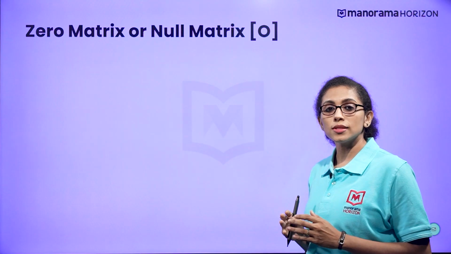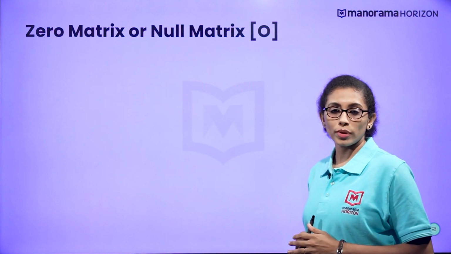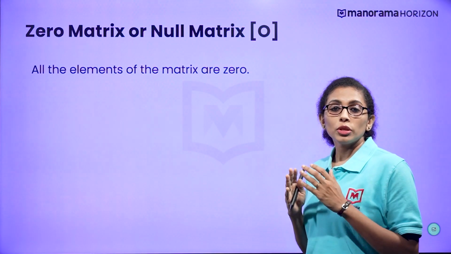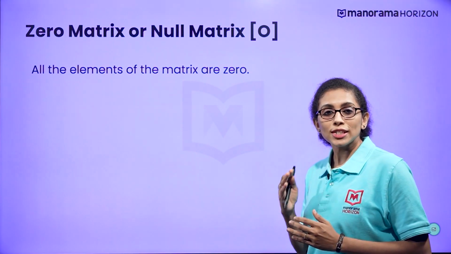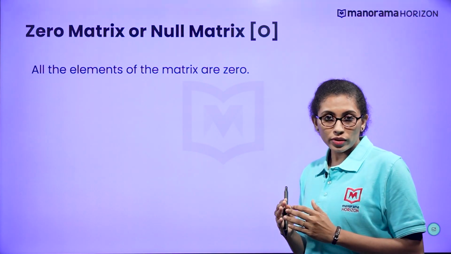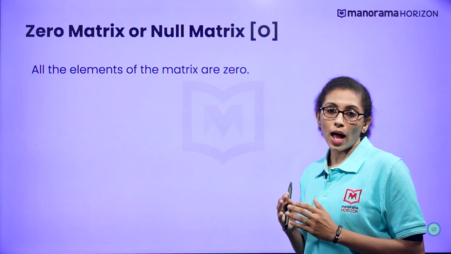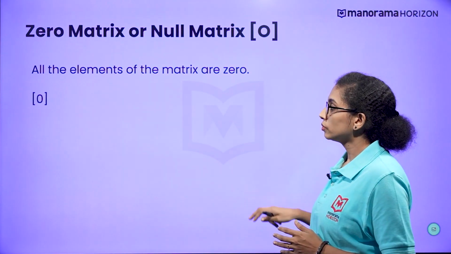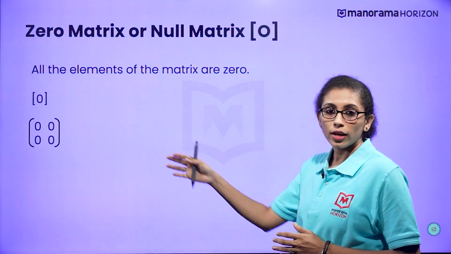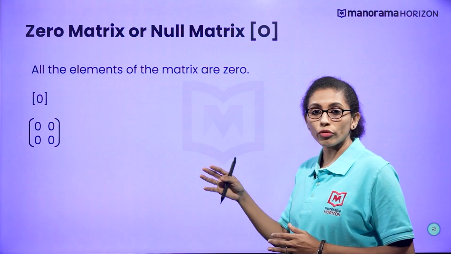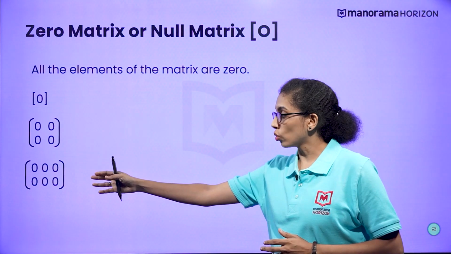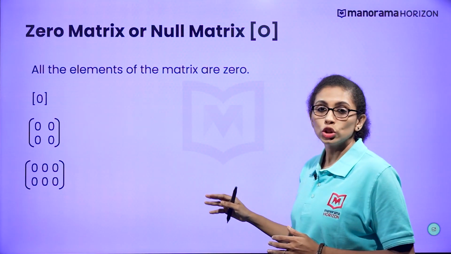Now come to the last type of matrix, that is the zero matrix. When all the elements of a matrix are 0, we call such a matrix a zero matrix. Another name is null matrix, and it is represented as O. [0] simply means the zero matrix of order 1. [0 0; 0 0] is of order 2 by 2. [0 0 0; 0 0 0] is again a matrix, with order 2 by 3.